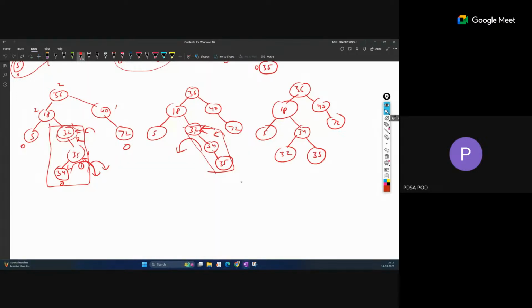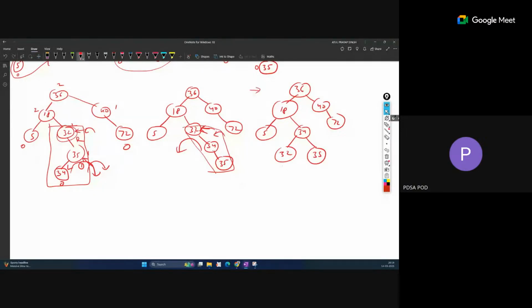In the situation where you are getting LL, only one clockwise rotation is required. If you are getting an RR situation, only an anti-clockwise rotation is required. But if you are getting LR or RL, then two rotations are required. So these are the four types of rotations we apply in the AVL tree. Now finally we are getting this tree.